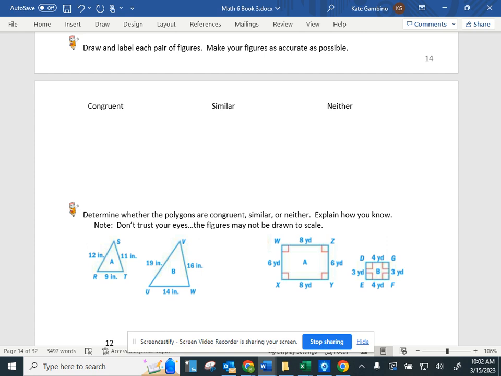So you're going to draw two congruent polygons, labeling them so we can see that they're congruent. Draw two similar polygons, putting in the numbers for the sides so we can see that they are proportionate, multiplying or dividing by that same number for each side. And then for the neither, you're going to draw two different shapes. It could be two triangles, but different size, different angle measurements, so they don't look alike.